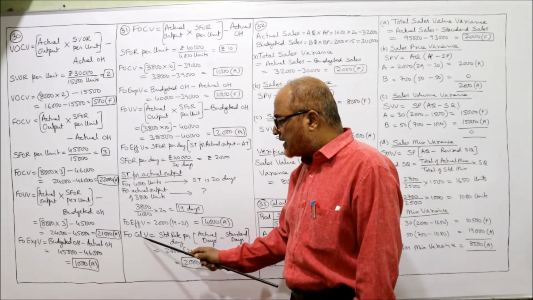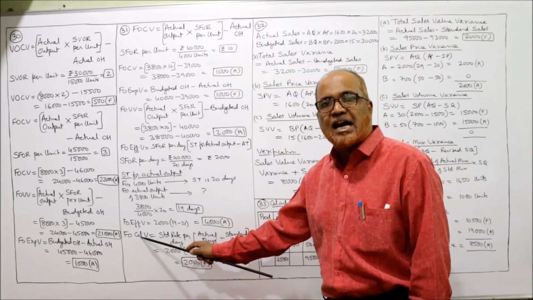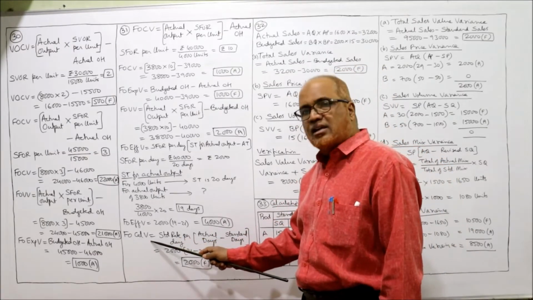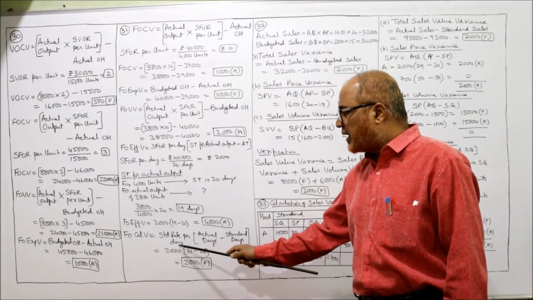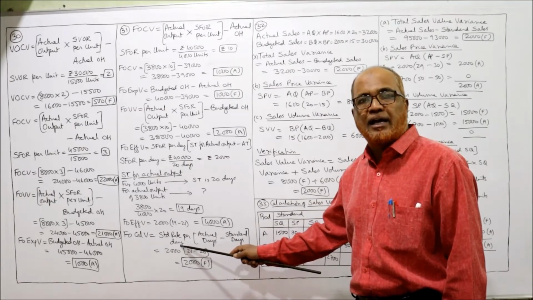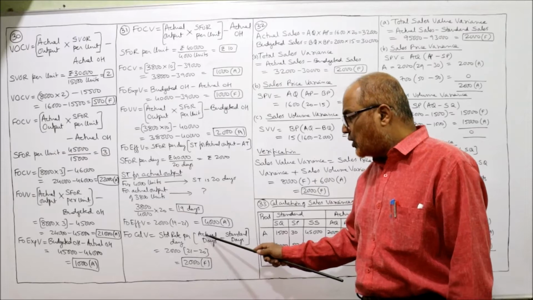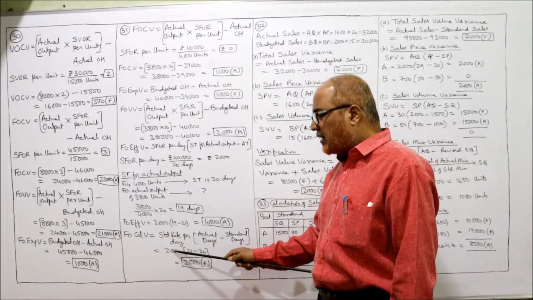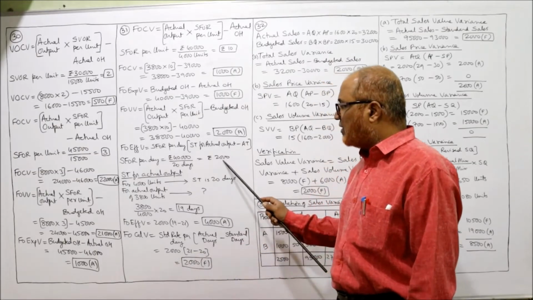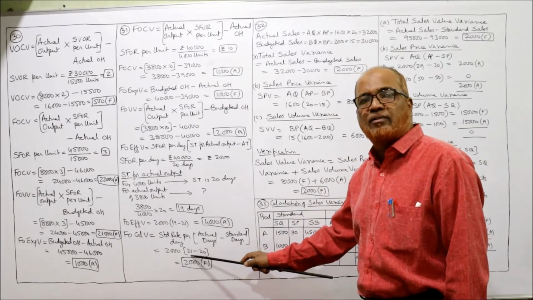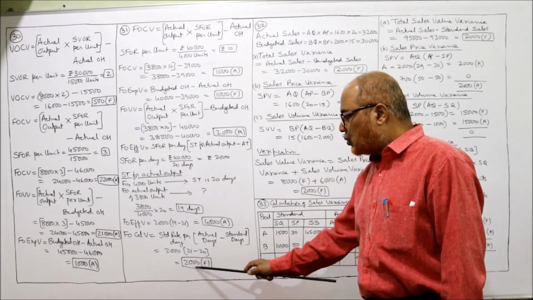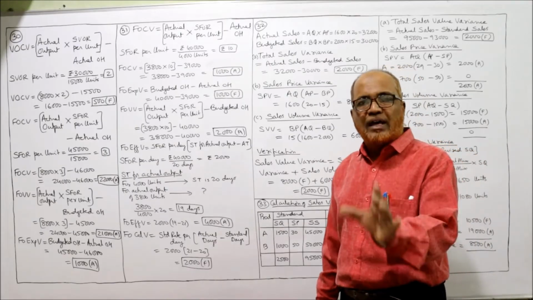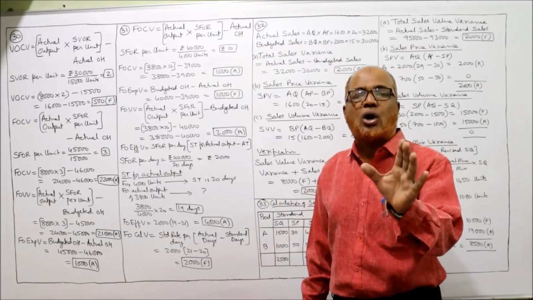Now next one, fixed overhead calendar variance. CAL stands for calendar because number of days are given. Fixed overhead calendar variance is equal to standard fixed overhead rate per day, SFOR per day, into actual days minus standard days. So here standard rate per day is 2,000, already calculated, into actual number of days 21, standard number of days 20. So 2,000 favorable is the calendar variance. That's all. Now you can verify whether our calculations are correct or not.